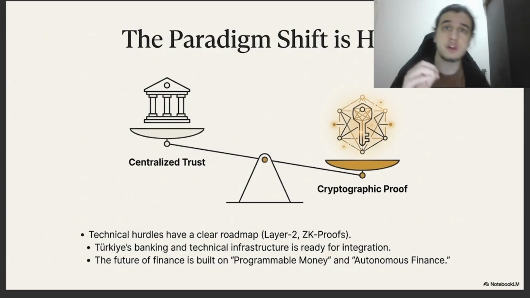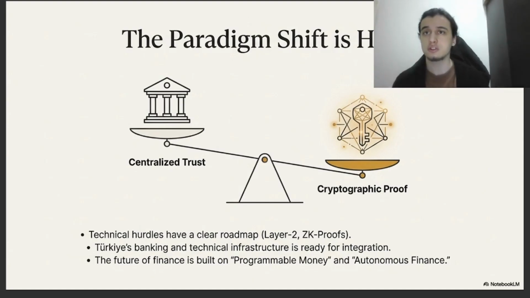In conclusion, we are moving from institutional trust to cryptographic truth. Turkey's infrastructure is ready, and technical hurdles like scalability have a clear roadmap through Layer 2 and ZK proofs. The future of finance is programmable and autonomous.